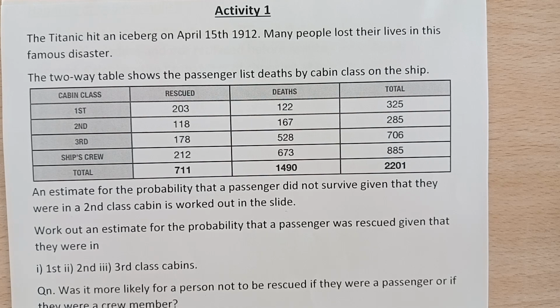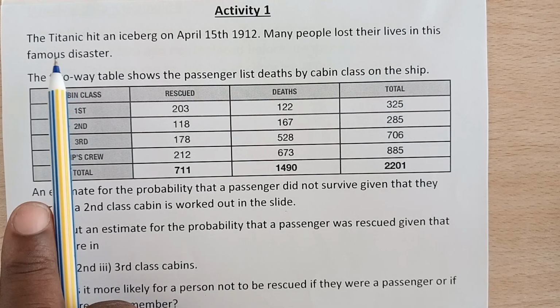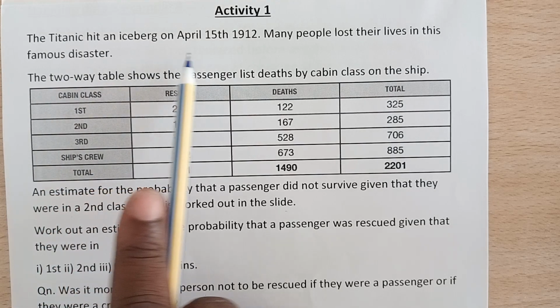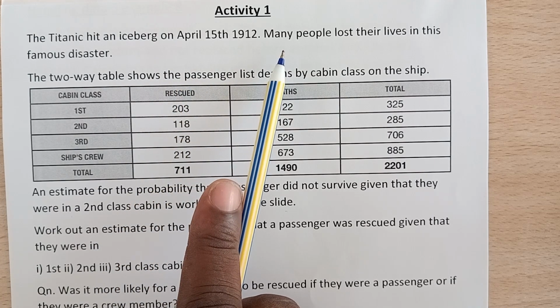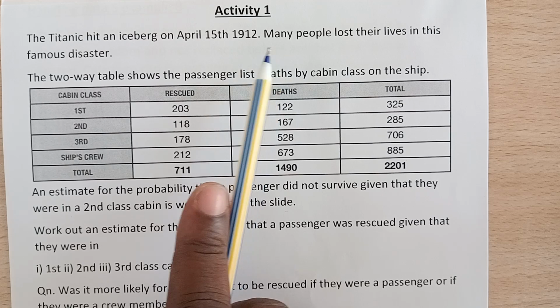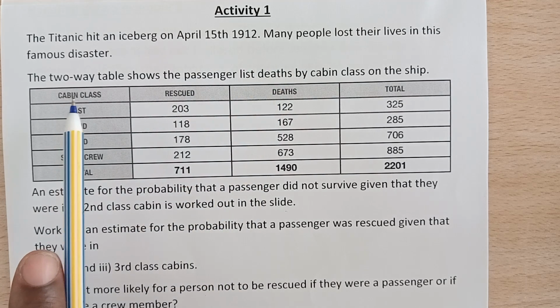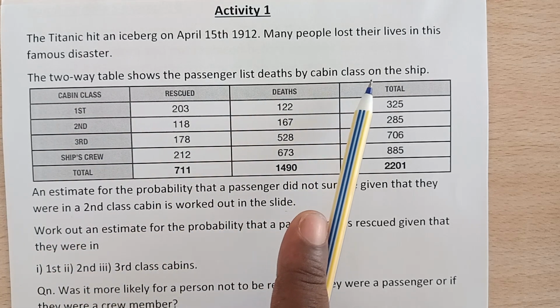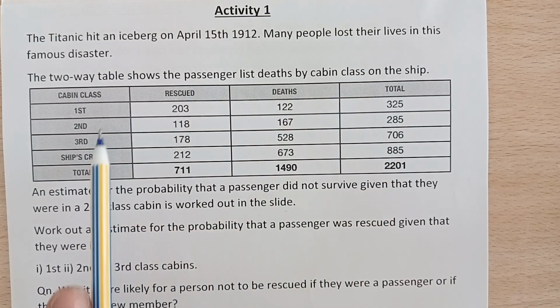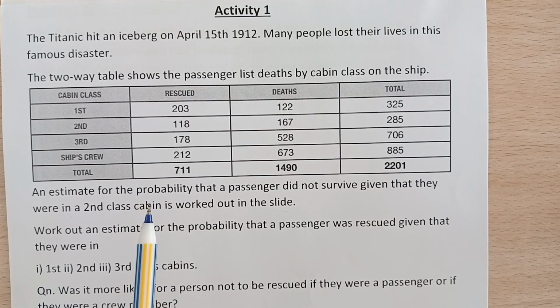And we are told that the Titanic hit an iceberg on April 15th, 1992, and many people lost their lives in this famous disaster. The two-way table shows the passenger list deaths by cabin class on the ship, and you can see the table. Let us just try to interpret the table a little bit.